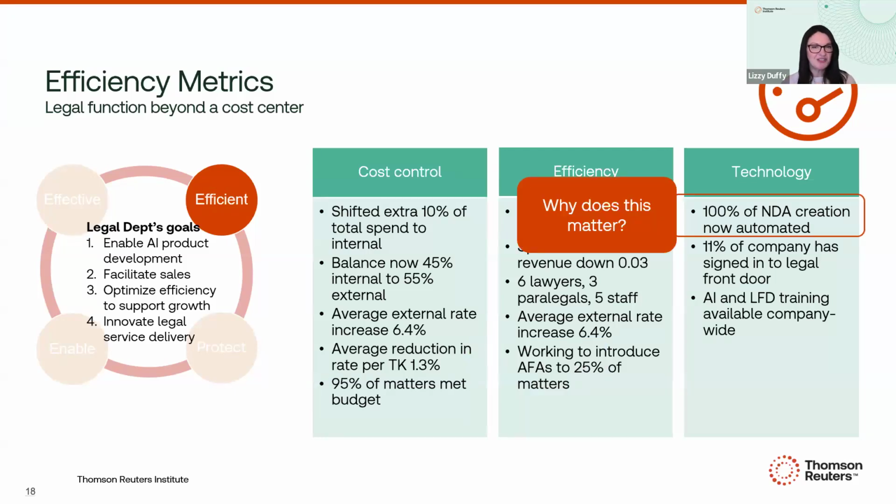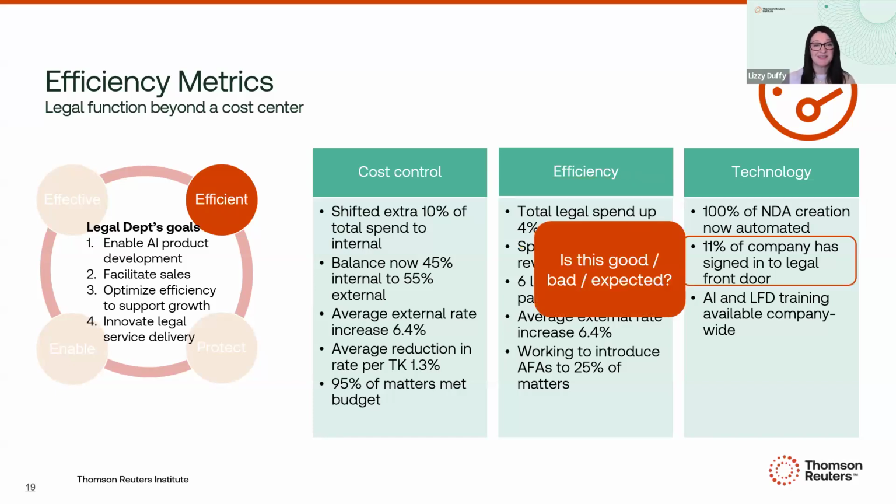Moving over to that technology side, there's 100% of NDA creation that is now automated. That's a great result. I just want to put a pin in that because that's part of our bigger NDA automation story. But on its own, as it stands there, the question the board would have is, who cares? Why does it matter? So we want to make sure that we pull that into the bigger story and answer the so what.